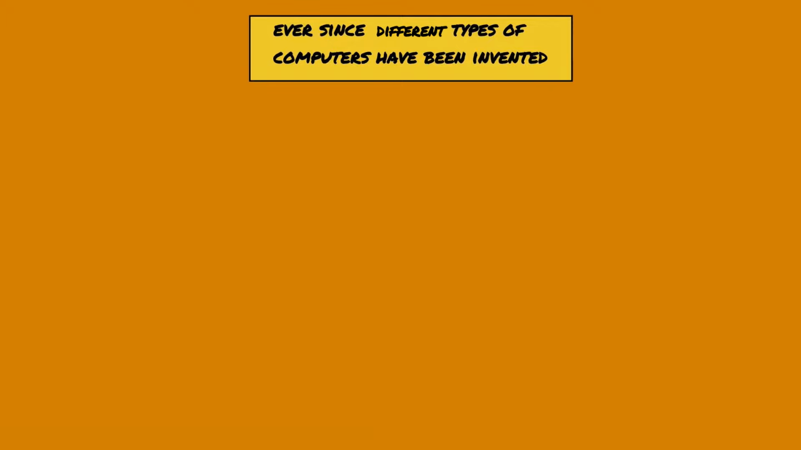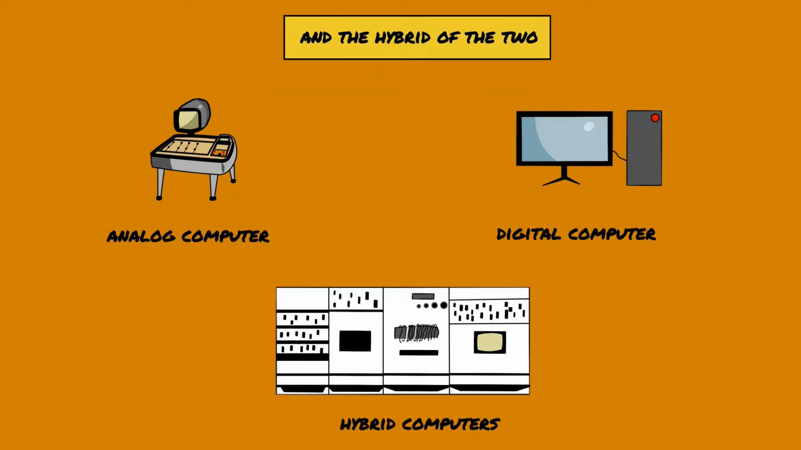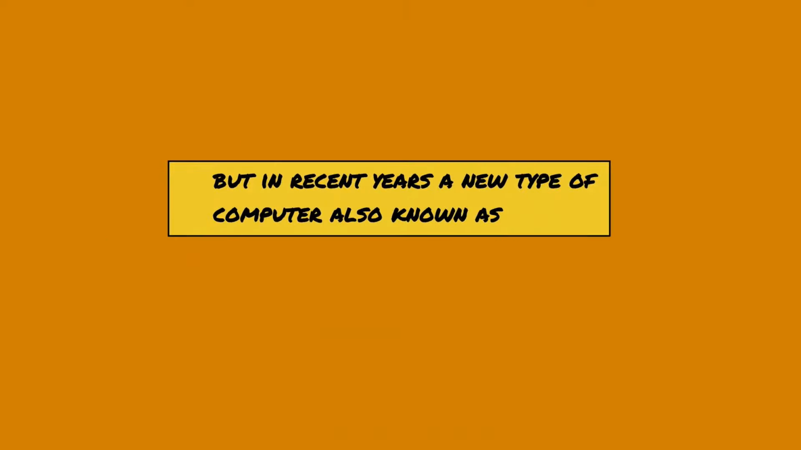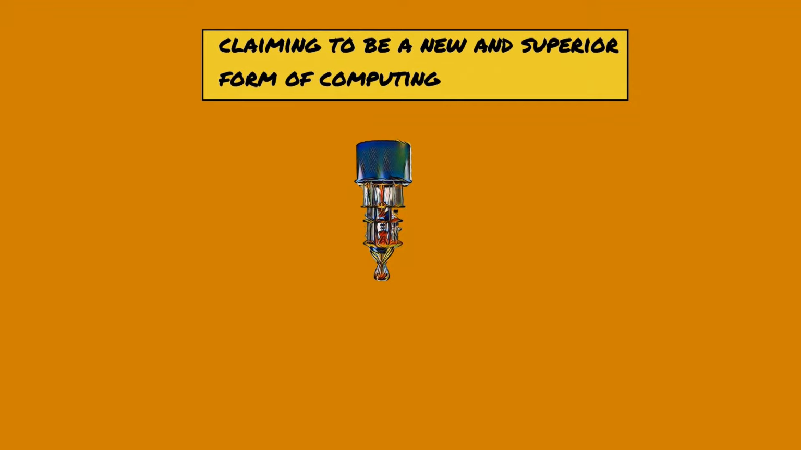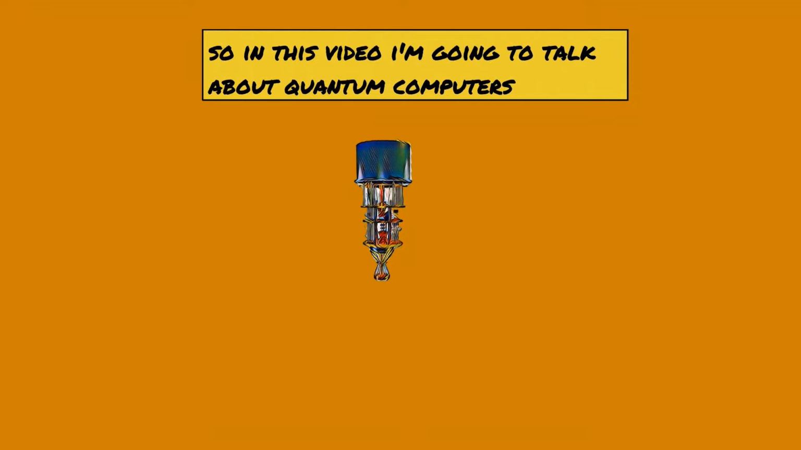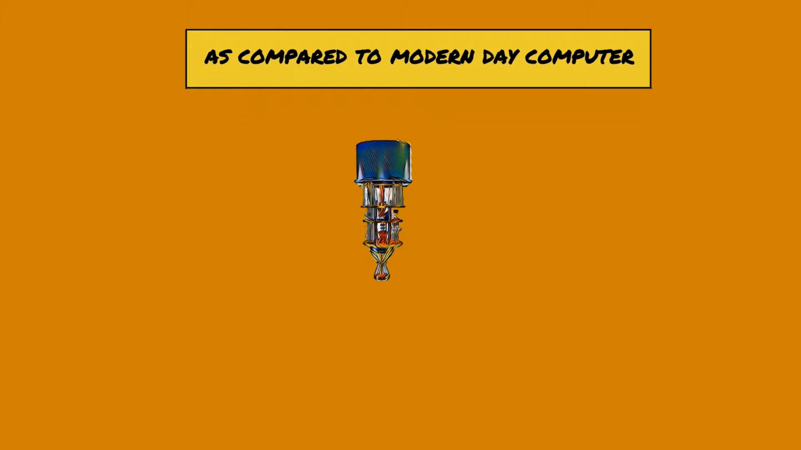Ever since, different types of computers have been invented, like the analog computer, the digital computer we use today, and the hybrid of the two. But in recent years, a new type of computer, also known as the quantum computer, has been gaining popularity, claiming to be a new and superior form of computing. So in this video I'm going to talk about quantum computers, explain how they work, and whether they are really a superior form of computing as compared to modern-day computers.